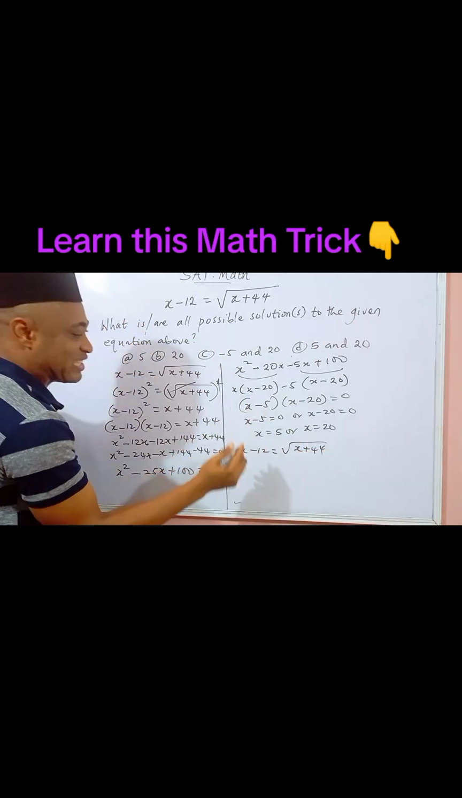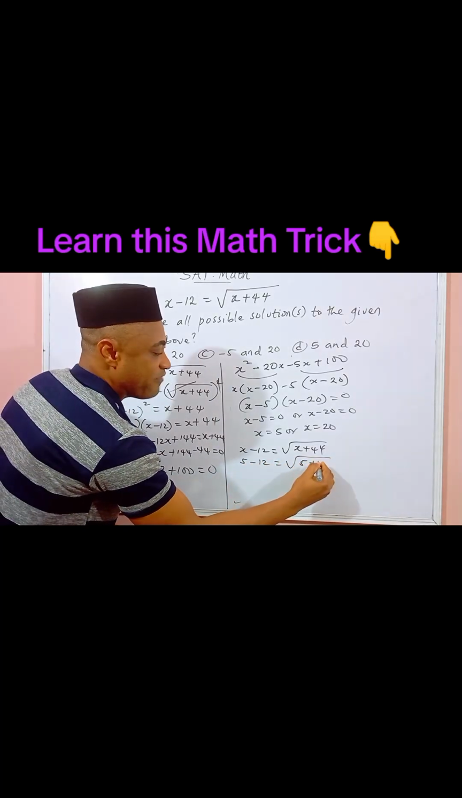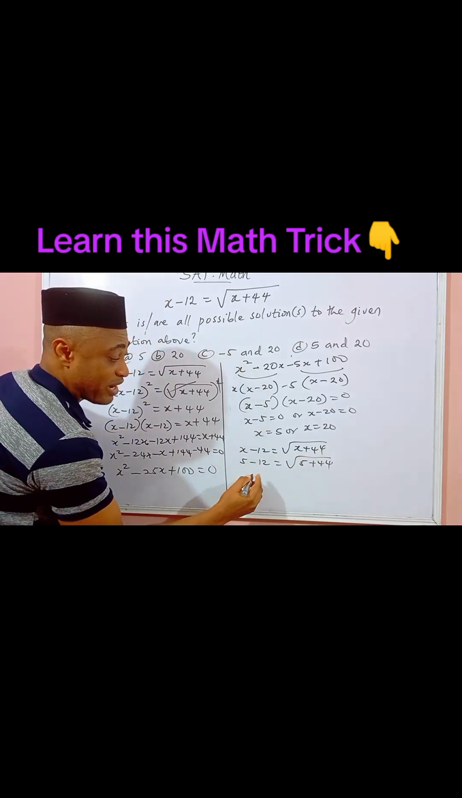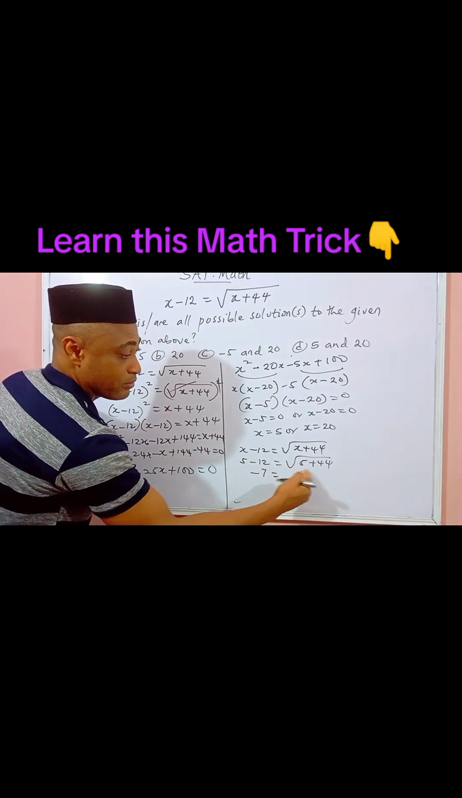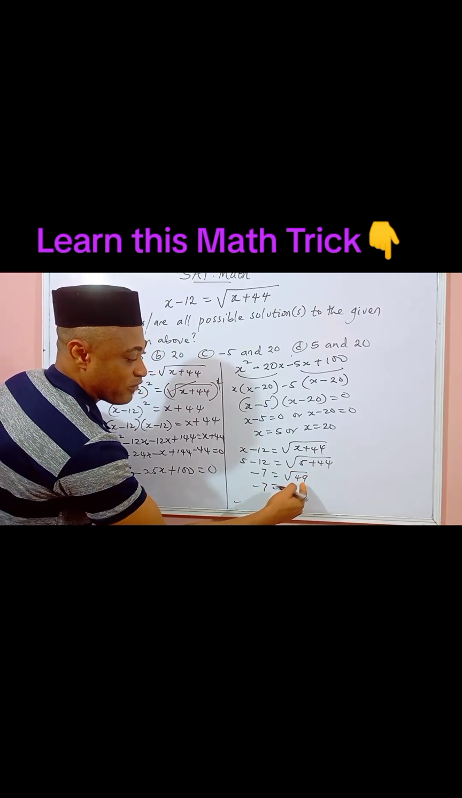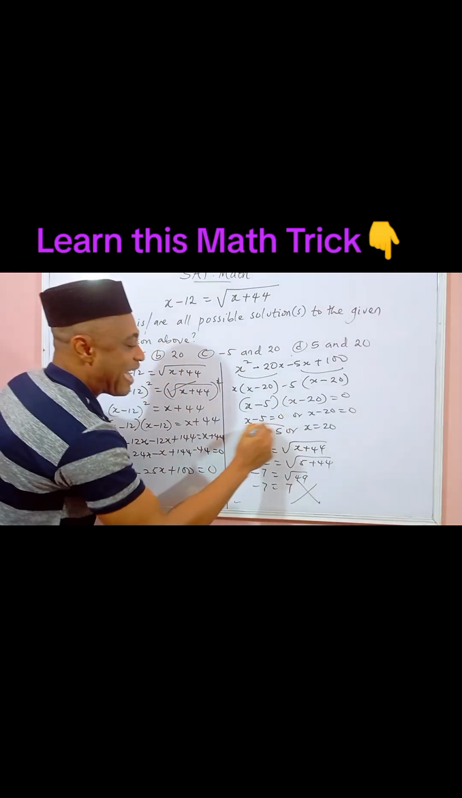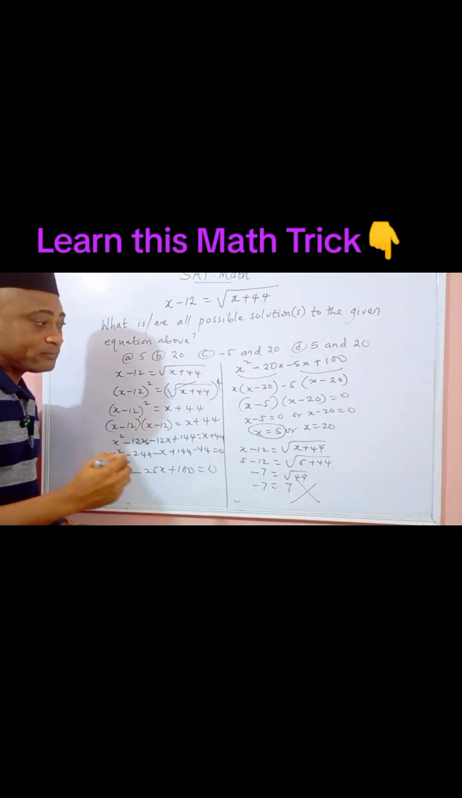If I put my x as 5, 5 minus 12, will it be equal to root of 5 plus 44? 5 minus 12 is minus 7. And this is root of what? 49. Minus 7, root of 49 is 7. Is this correct? No. That means x cannot be 5.